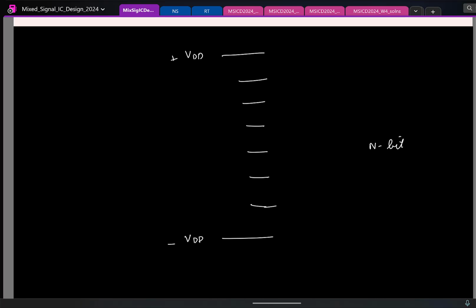Now if I want to make an n plus 1 bit Flash, what can you say about the number of reference voltages I'll need? That will also double. Which means in addition to the existing reference voltages, I'll have to introduce new reference voltages. And where do you think those reference voltages might lie? Basically between every two, I'll introduce a new reference voltage. Clear?